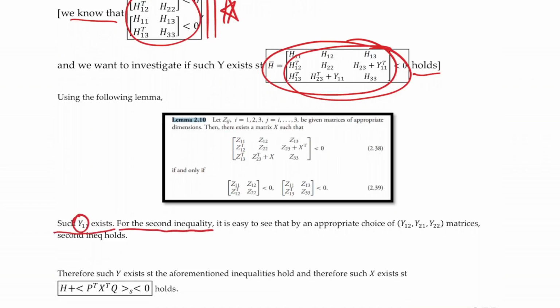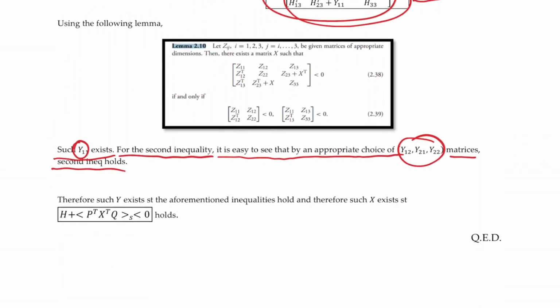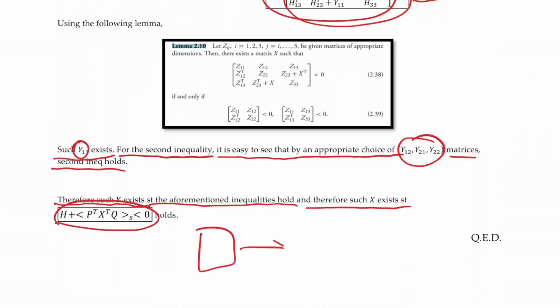For the second inequality, it is easy to see that by an appropriate choice of the other entries of the Y matrix, the second inequality holds, right? Therefore, and this will be the final sentence, I guess, such Y exists such that the aforementioned inequalities hold, and therefore such X exists such that the first inequality holds. Okay, that really means we're done with the proof.